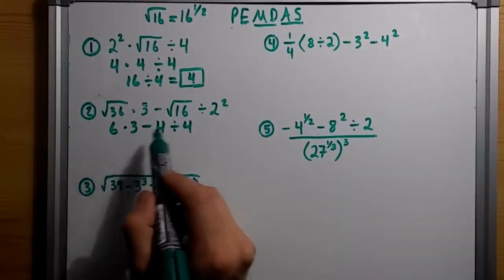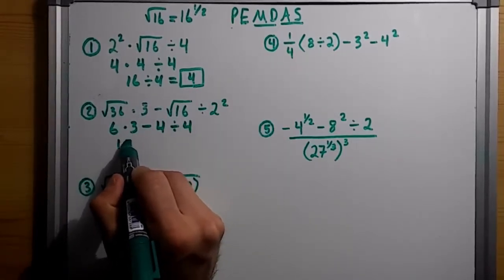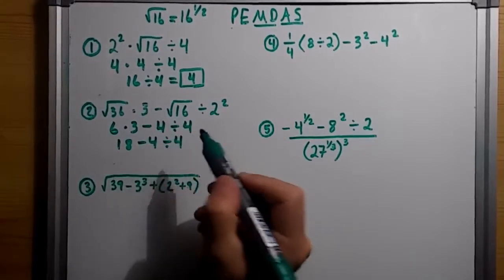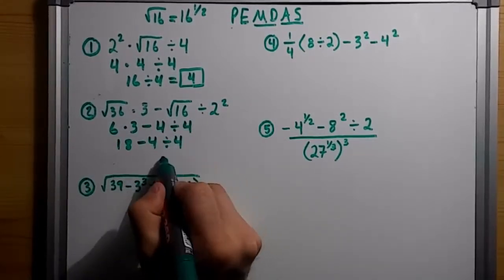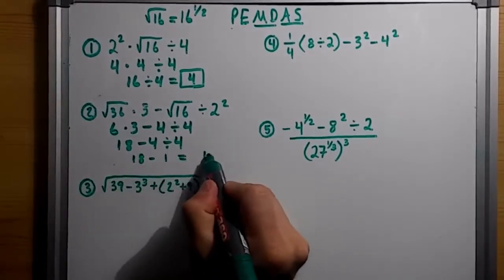Now I have multiplication here, division over here. I'm going to take care of 6 times 3 is going to give me 18. Minus 4 divided by 4. Now 4 divided by 4 is going to give me 1. And 18 minus 1 is going to give me 17.